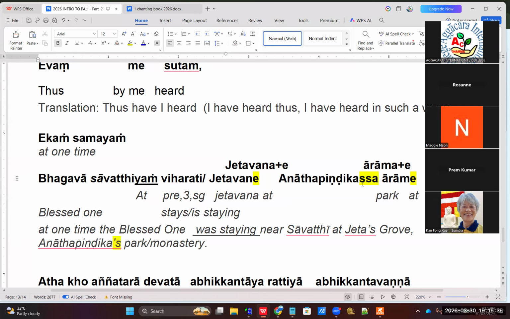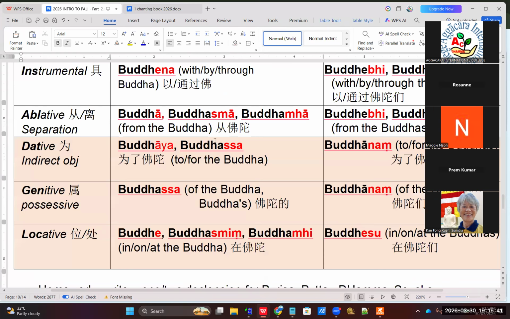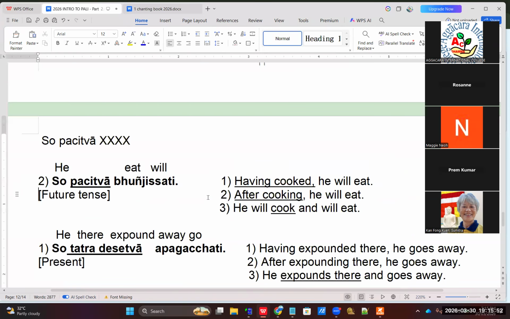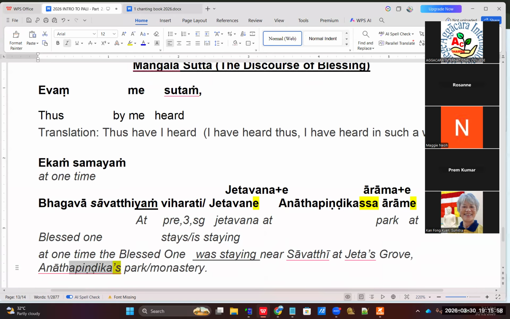Now there are two sak here. One is dative. One is genitive. Genitive is "of", or this one. All right. So it belongs to the Buddha here. Just now, same also, this one means the park belongs to Anatta Pindika. He's a rich person who bought the park from the prince Jeta. Jeta is a prince. He bought it from him and then he donated it to the Buddha. So it's Anatta Pindika's.